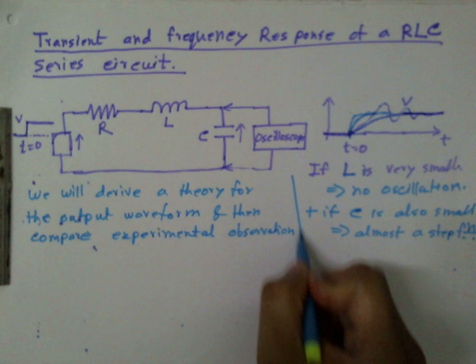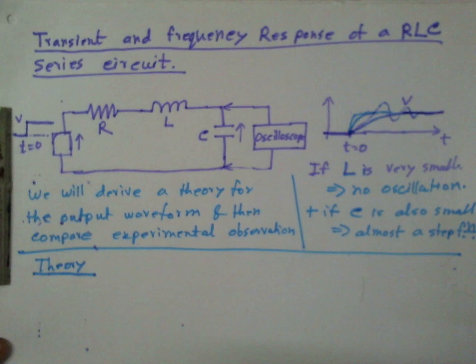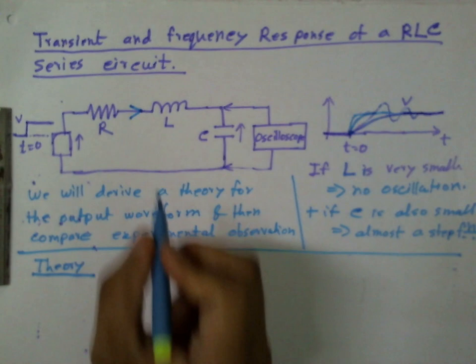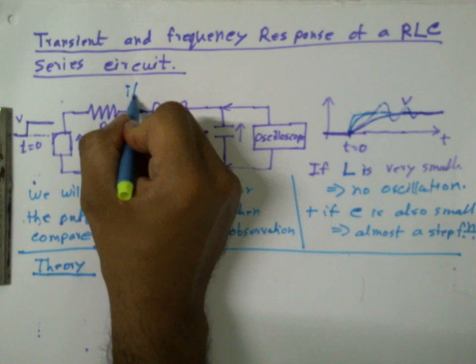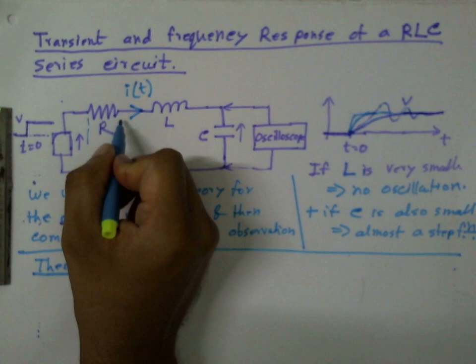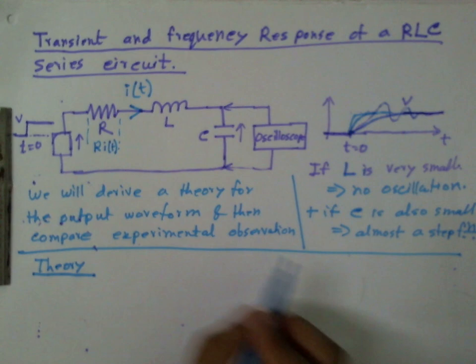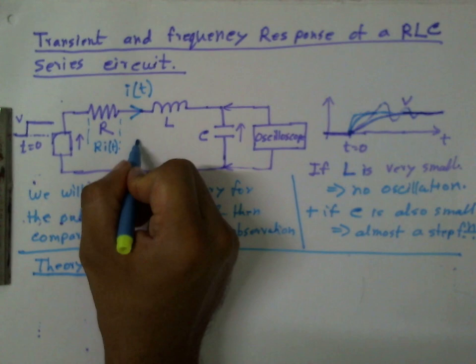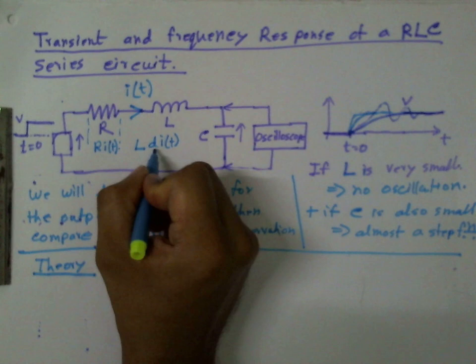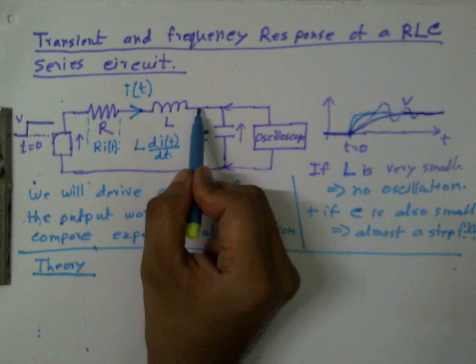Okay, so let's do the theory first. So here is the theory. If I say this current, which flows in this direction, is I, which is a function of t, and this current flows from left to right, then the voltage across the resistance will always be R I(t), because resistance times the current is the voltage, that's Ohm's law. And the voltage across the inductance is proportional to the inductance times dI(t)/dt. If the current is increasing faster, then the voltage that should develop across the inductance should be higher.